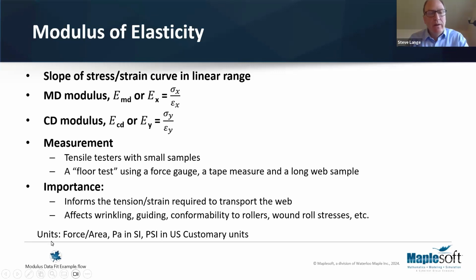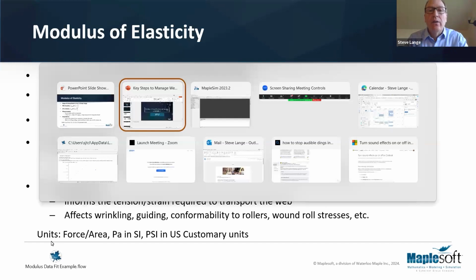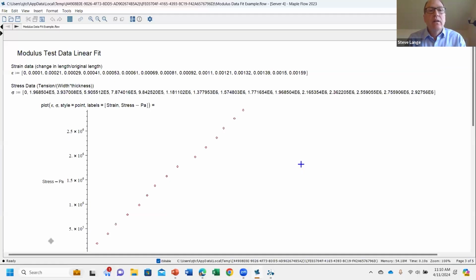As an example, I'm going to switch to another screen. Hopefully you can all see that. This is a product, MapleFlow. It's kind of a calculation sheet. And this is an example of data from a modulus test. I pulled some web on the floor, got changes in length over original length. That's what these strain values are. And I have the force divided by the width of the web and the thickness, and so I've got stress values.